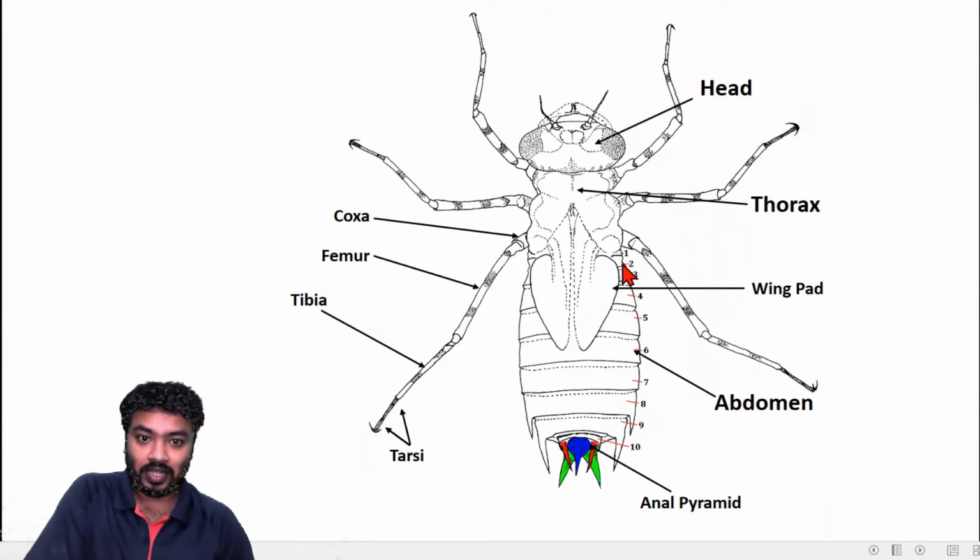Here you can see 1, 2, 3, 4, 5, 6, 7, 8, 9, 10. So 10 segments. Odonata larva and adult both always have 10 abdominal segments, and the 11th abdominal segment is actually modified into the anal appendages, that is the anal pyramid.